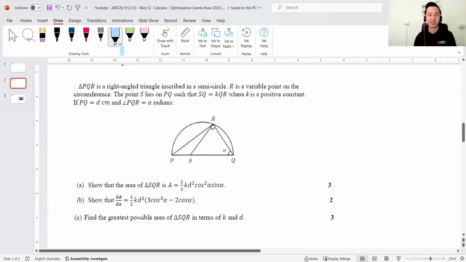Now this question, I think it was the second last question in the test. So yeah, it's considered to be somewhat challenging. It's James Ruse's at the end of the day, so it's not a walk in the park. So let's see what we got here.